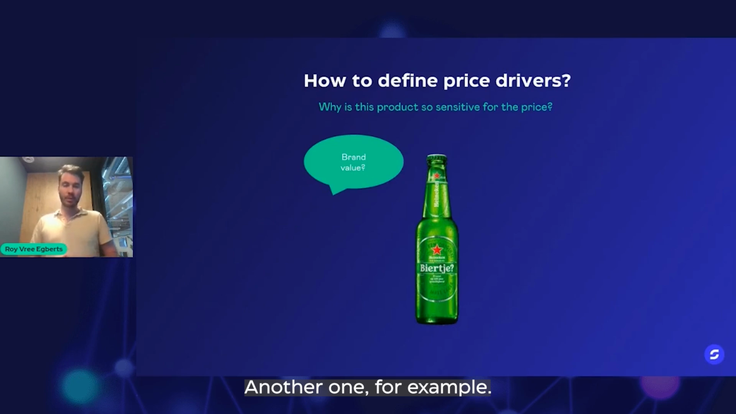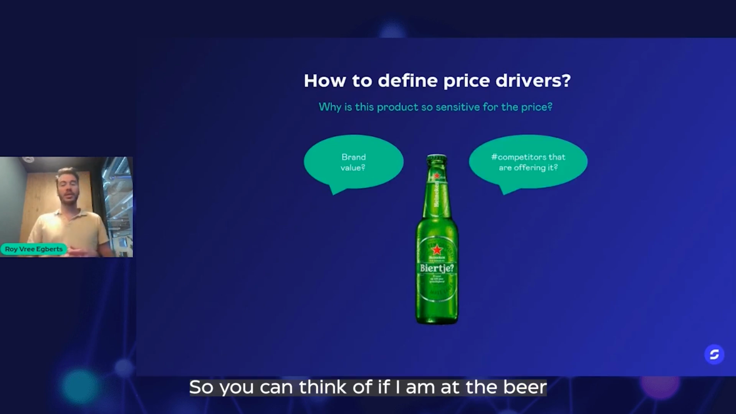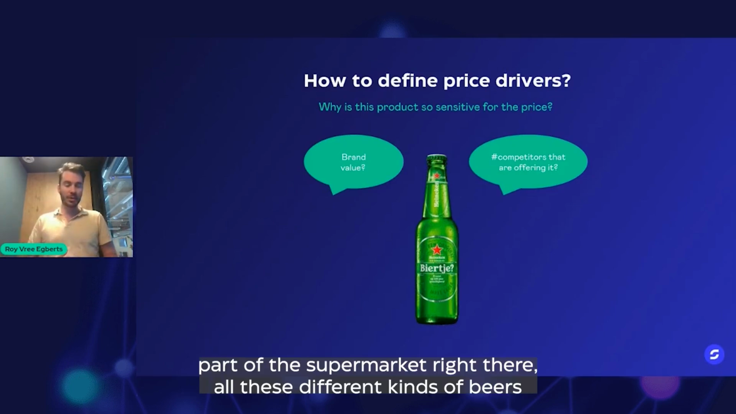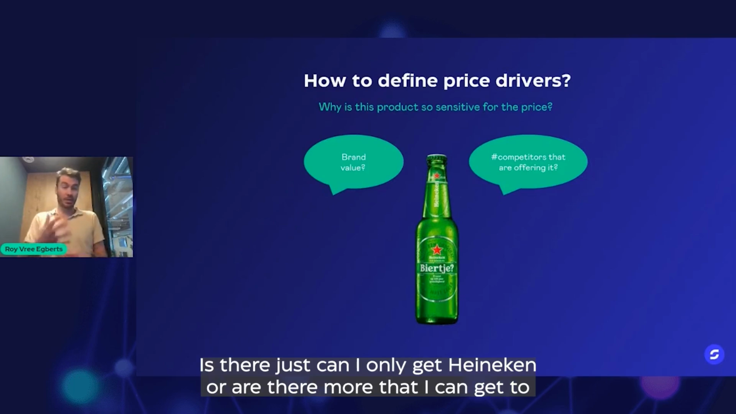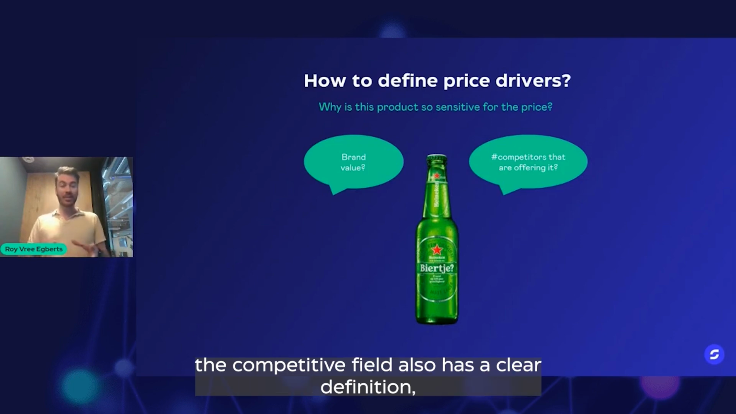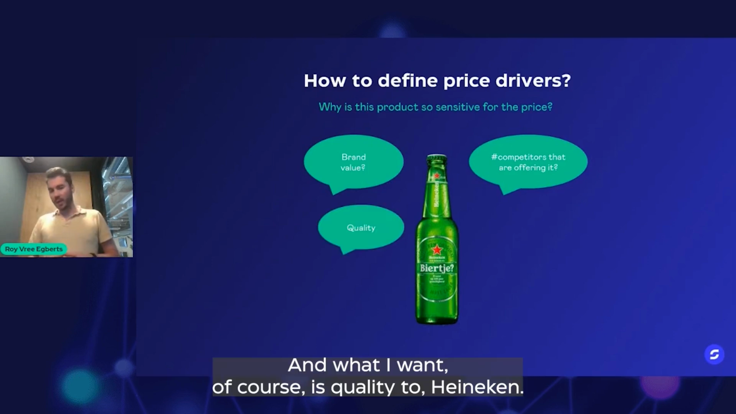Another one, for example, is the competitors that are offering it. So you can think of if I am at the beer part of the supermarket, right? There are all these different kinds of beers sorted out, and I need to determine how many competitors are there. Can I only get Heineken, or are there more that I can get? So the competitive field also has a clear impact on my willingness to pay for that specific beer.